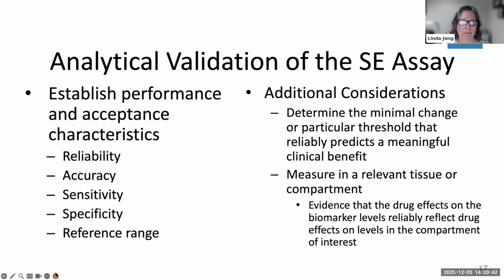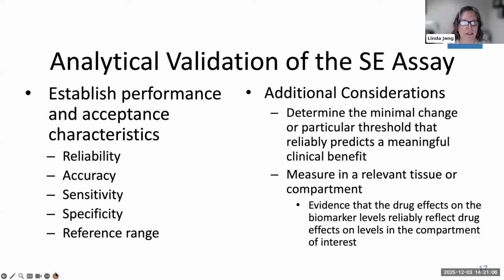Next slide, please. The other part that's very important to remember is the analytic validation of the assay to measure the biomarker or surrogate endpoint. Really, you should have performance characteristics established and acceptability levels of reliability, accuracy, sensitivity, specificity, and reference range. What's normal? What are we expecting? What's the change that should be predicted?